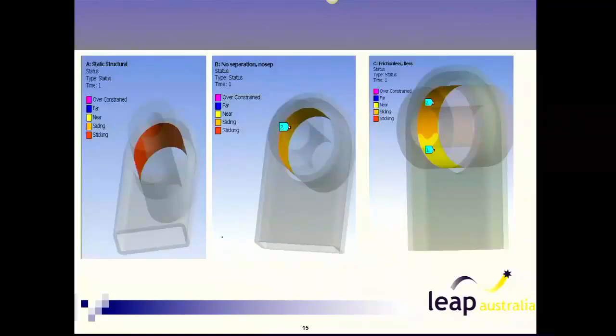Okay, so here we've got the contact statuses. For bonded, you can see it's all sticking. For no separation, in this case, it's all sliding. For a frictionless, we've got a sliding and a near, so there's no sticking going on there.